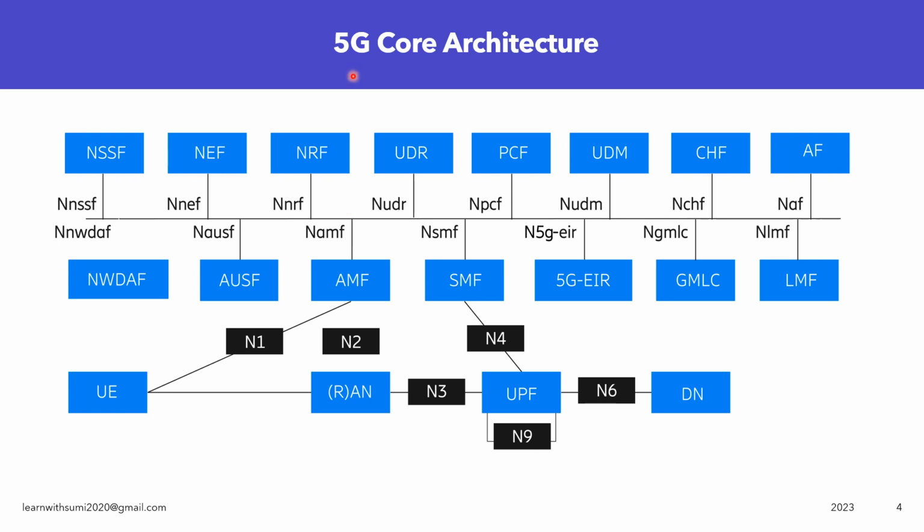So all these network functions support the HTTP2 protocol, but where we have UE, RAN, UPF, and data network, the HTTP2 protocol is not supported. The interfaces which we used in the legacy network continue to be used in this core network architecture.